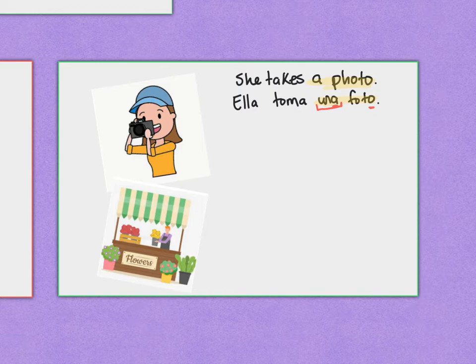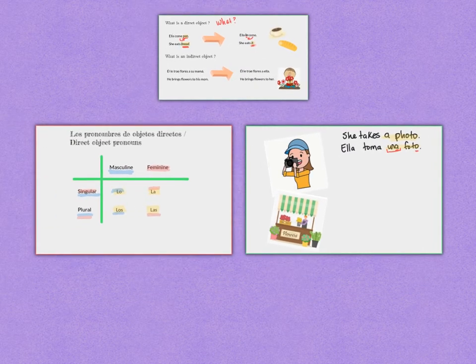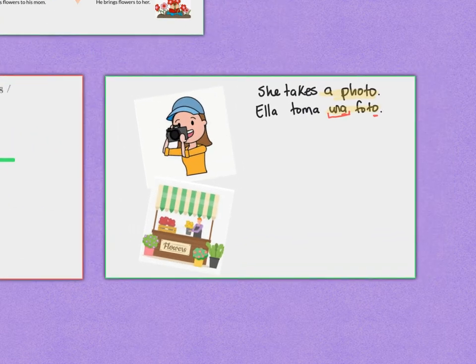Now, how am I going to replace it? Well, I can go back to my chart here and say I have a noun that is feminine and it's singular, so I'm going to use la. So I'm going to write ella la toma. Again, keeping in mind that once I replace it with a pronoun, it's going to go before the verb. So it's going to change position.